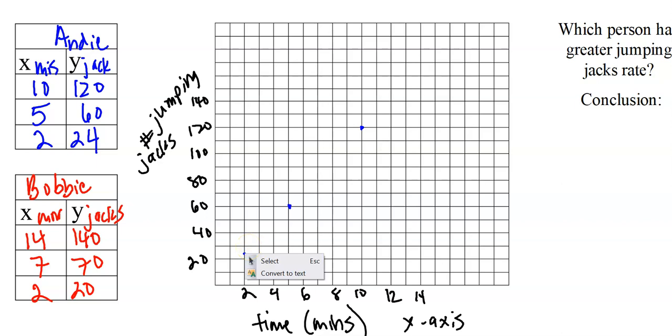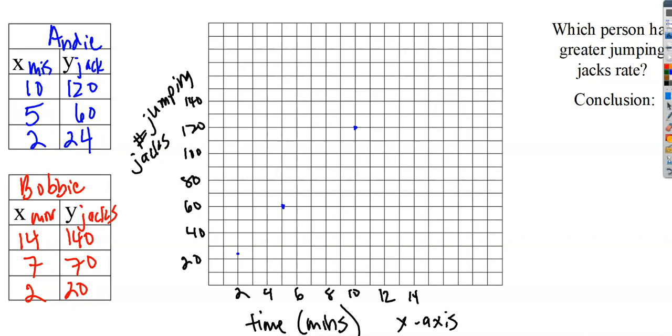Okay. Now I know that if you don't jump any jumping jacks, you definitely are at 0. So I know I can start here at 0, 0, and then, oops, again. Okay, I'm going to join those. All right, and then I could keep going, and let's see, if they went for a longer period of time, the graph would keep going.